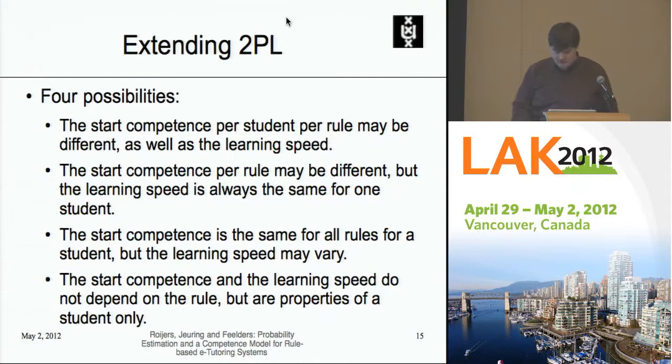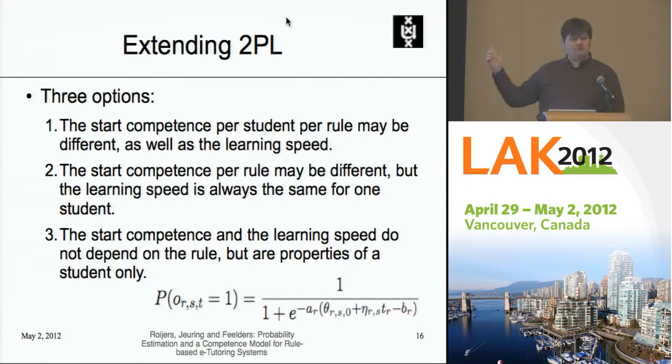Now, one of these options was eliminated by our domain experts, namely that the learning speed might be different for every rule, but the start competence would be the same, which sounded very illogical to our teaching domain experts. So we decided to not consider that model. The other models that we consider are viewed by these subscripts we have here. We have a starting competence, which can depend on the rule and the student, and a learning rate, which can depend on the rule or the student, or it can depend just upon the student.